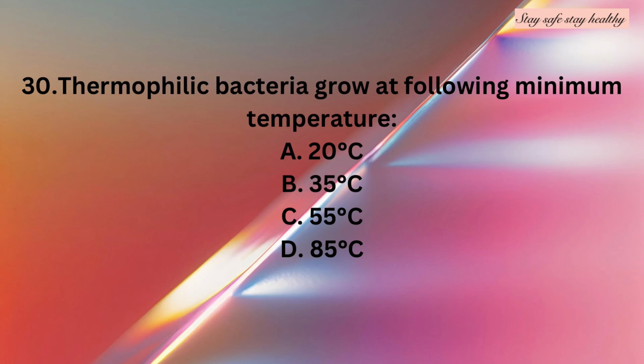Thermophilic bacteria grow at the following minimum temperature: A 20 degrees, B 35 degrees, C 55 degrees, D 85 degrees. Can you guess the answer? Actually, it is C 55 degrees, which is given here, but normally the minimum temperature is 45 degrees for thermophiles.